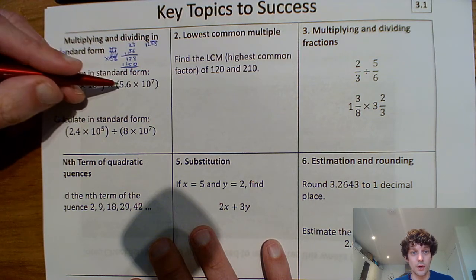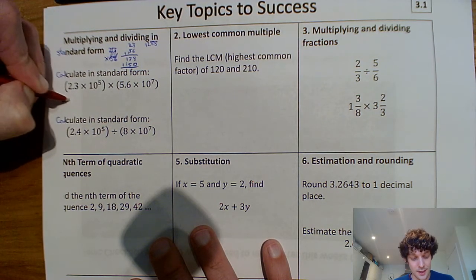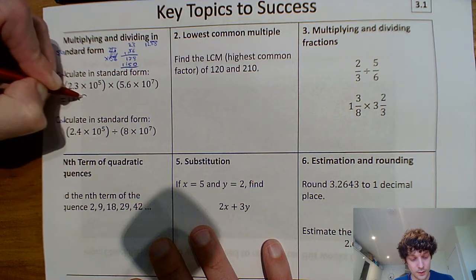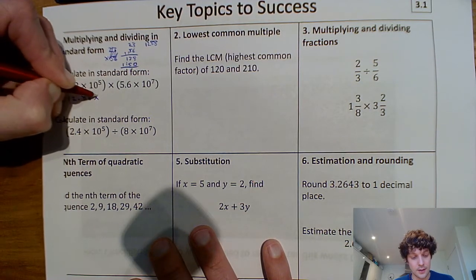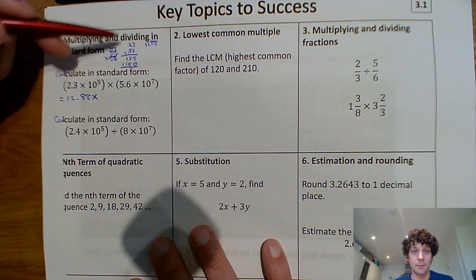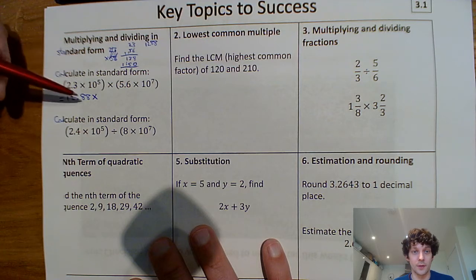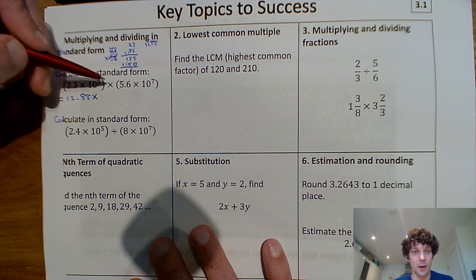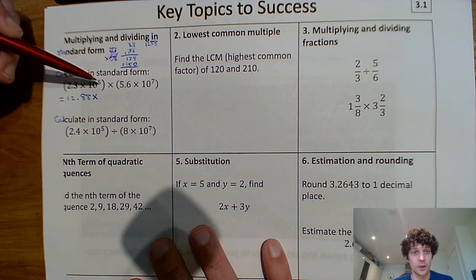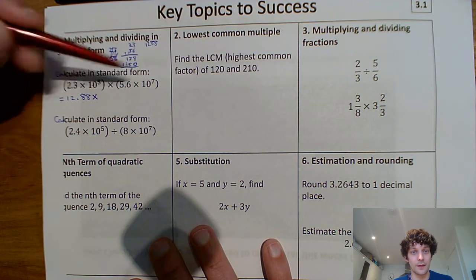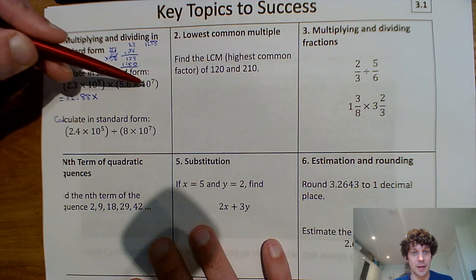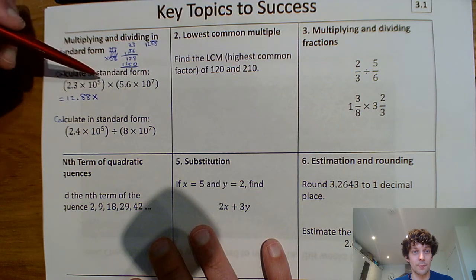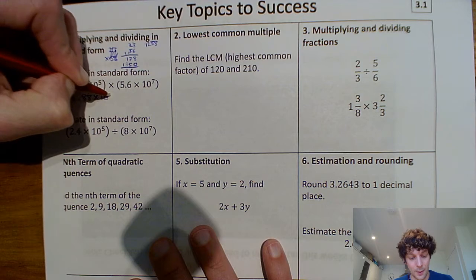So 2.3 times 5.6 is 12.88. Okay, if it was a calculator paper, we could just do 2.3 times 5.6 and get that straight away. 10 to the power of 5 times 10 to the power of 7. Remember our index laws. So we're multiplying, so we add the powers. Our bases are the same, 10 in both instances. So we can add the powers together to get 10 to the power of 12.